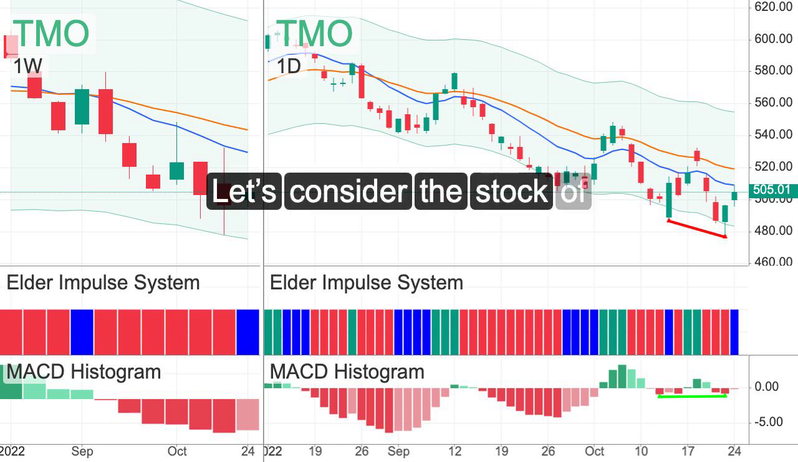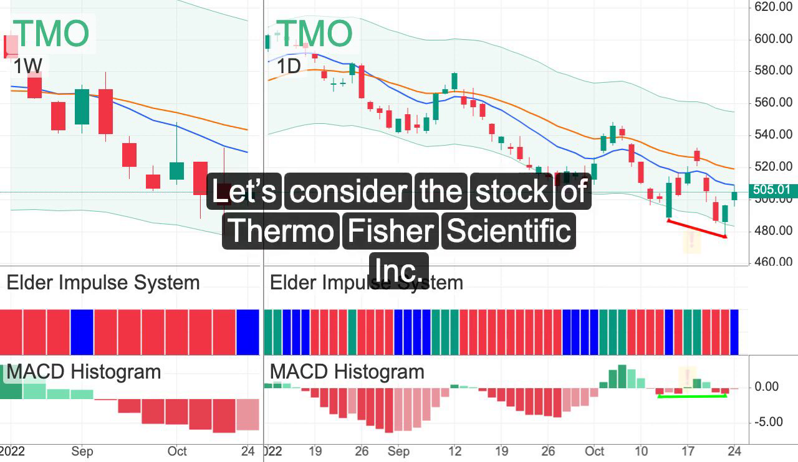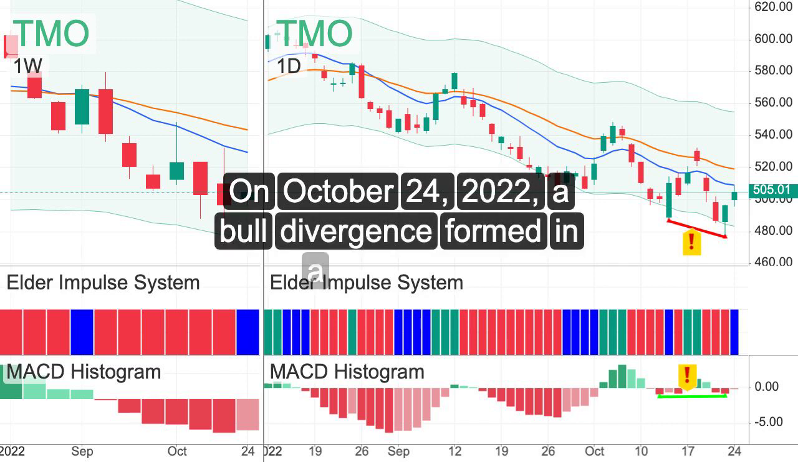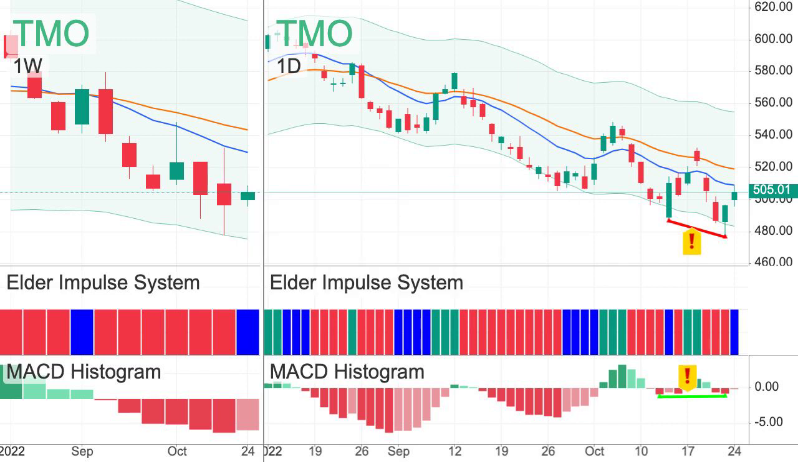Let's consider the stock of Thermo Fisher Scientific Inc. On October 24, 2022, a bull divergence formed in a downtrend. This is a strong buy signal. There is a first light bar on the histogram. Are you ready to submit a buy order?